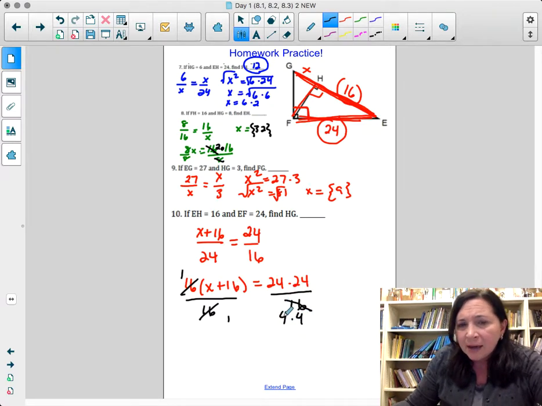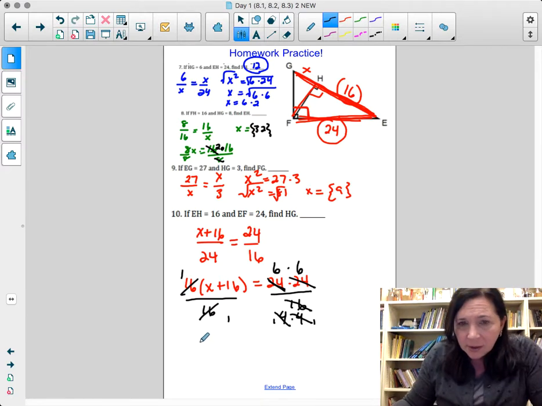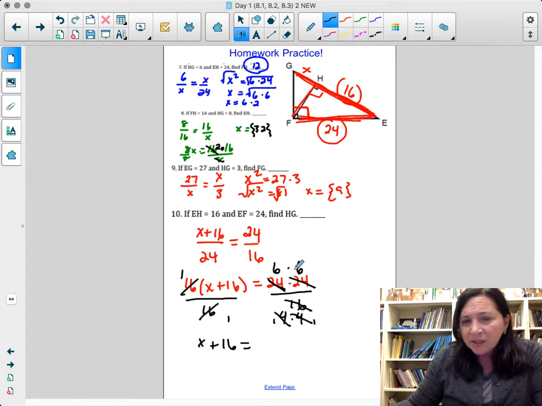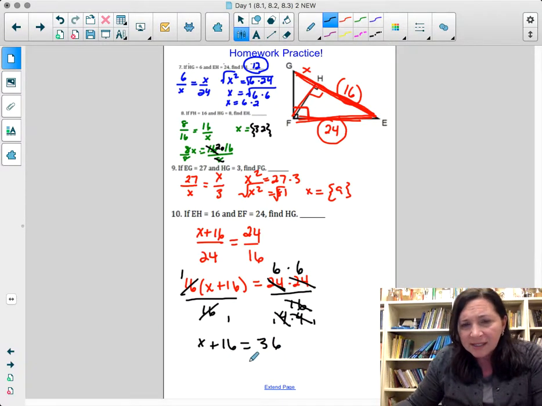Because in doing that, I'm going to go 4 divides into 24 6 times. And then this 4 goes once, divides into this 24 6 times. And so now I actually don't need a calculator. I've got x plus 16 on the left is equal to 6 times 6, which is 36. I'm going to subtract 16 from both sides, and I get x is equal to 20. Okay, so there's my answer.